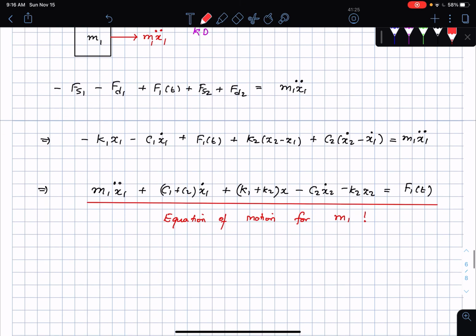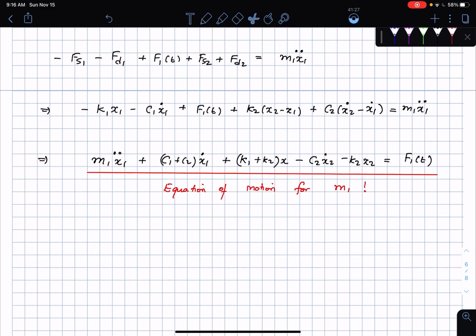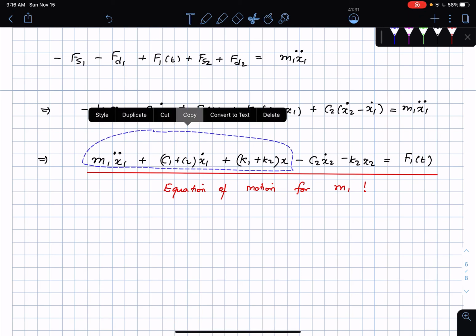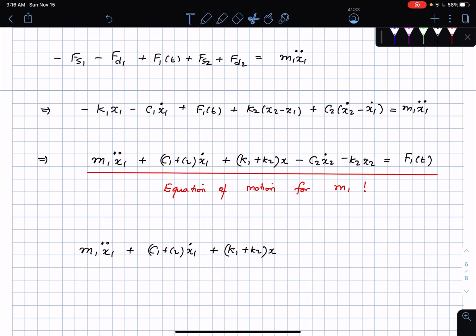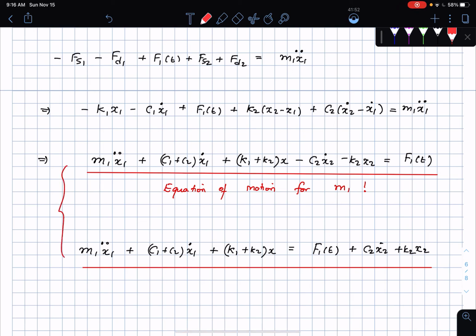And this is one way of writing it. The other way of writing it is the following. They're both the same. So copy that and then paste it down here, and then the other way of writing it is by saying, okay, this is equal to f1 of t and then c2 x2 dot plus k2 x2. This is also the same thing. I'm just taking the negative terms and bringing them onto the other side. These are both the same.